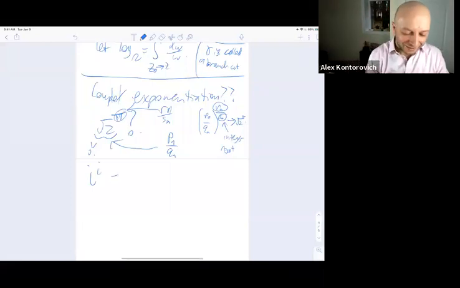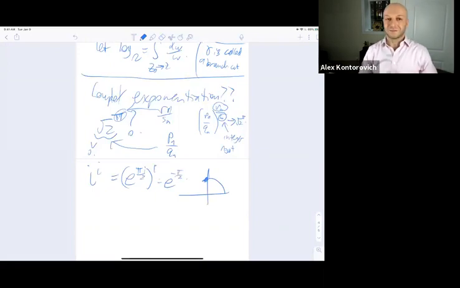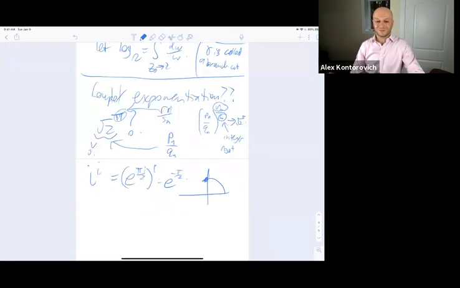Well, i to the i is very simple. i is right here. So i is e to the pi i over 2. E to the pi i over 2 is i. And so if I take that and raise it to the ith power, I get e to the negative pi over 2. Cool. i to the i is e to the minus pi over 2. That's fun.